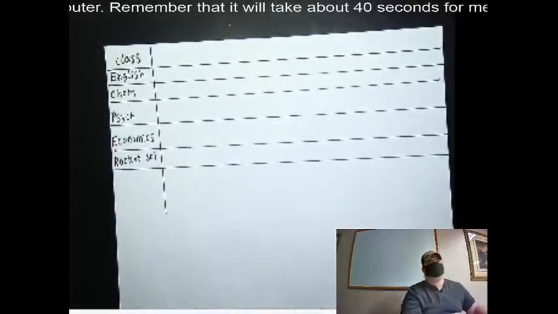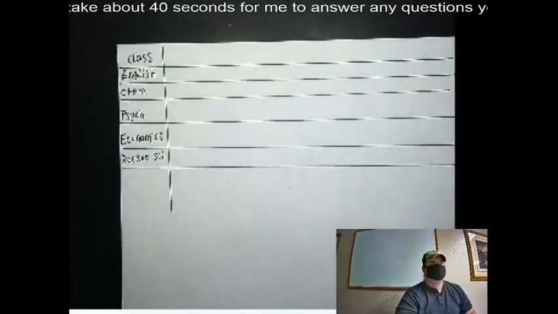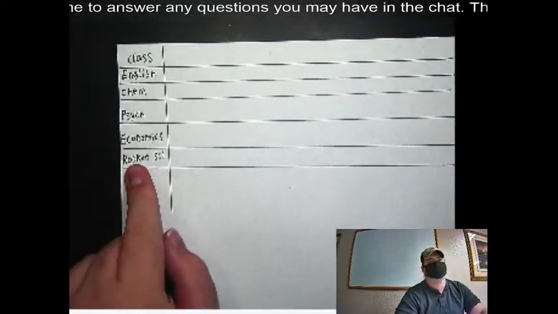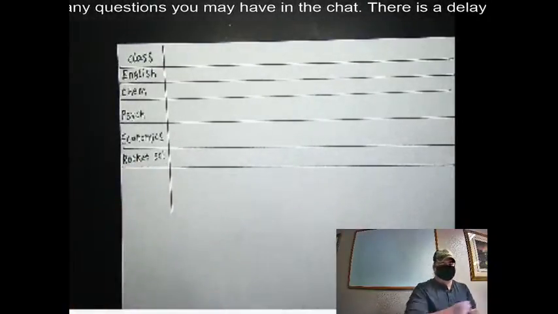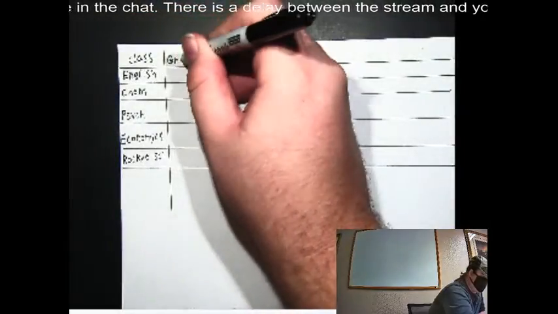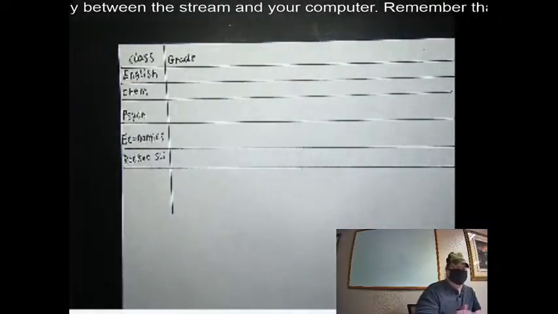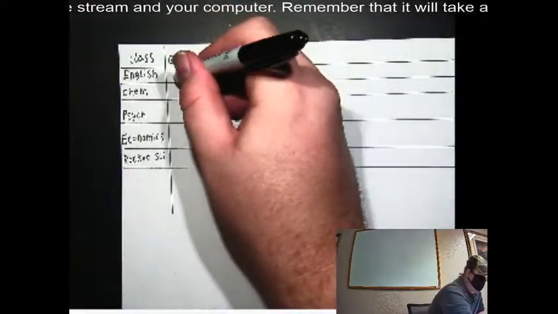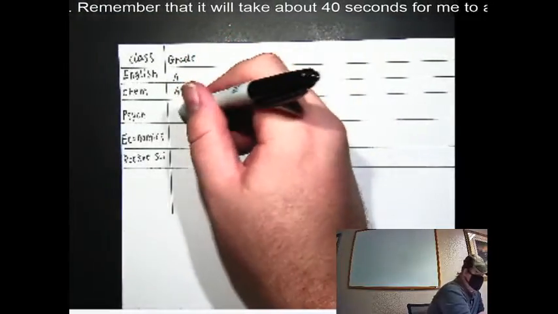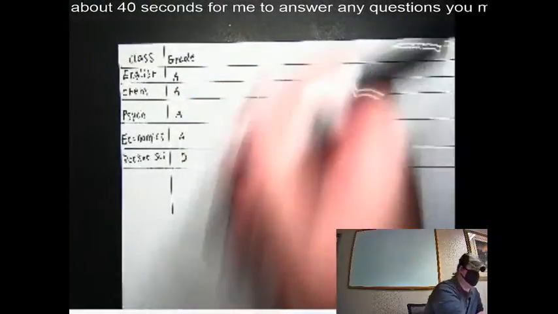Okay, so at the end of this semester, when you look at your final grades on Banner, you're going to see a few pieces of data on there. Again, first one's going to be the class. The next one you're going to see is your grade for that class. And so let's give this person some grades. So the example that I pulled up says they have an A in English, an A in chemistry, an A in psychology, an A in economics, and a D in rocket science.